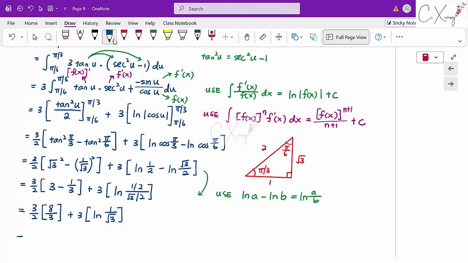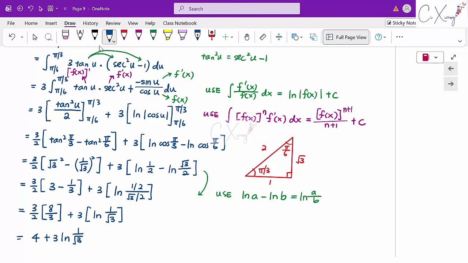Okay, then after that, is this a final answer that we should have? Okay, so let's simplify this answer. 3 over 3 is a 1, then 8 over 2 is a 4, right? I'm having 4, then plus 3, then ln 1 over surd 3.